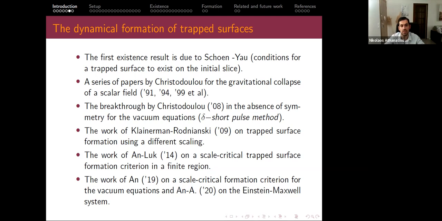But the breakthrough by Christodoulou came in 2008, because in the absence of symmetry, not much was known at the time. The breakthrough came in the absence of symmetry for the Einstein vacuum equations, using a method which he termed the delta short pulse method. Now, in the delta short pulse method, a very particular hierarchy is encoded in the initial data, such that this hierarchy is almost preserved along the evolution of the Einstein equations. And why was such a problem difficult?